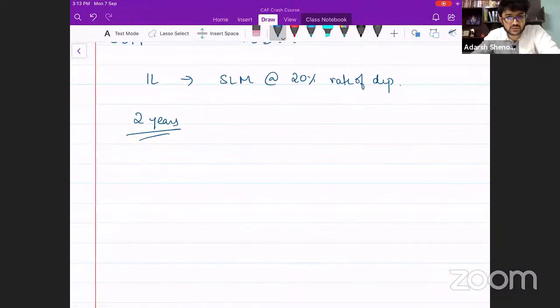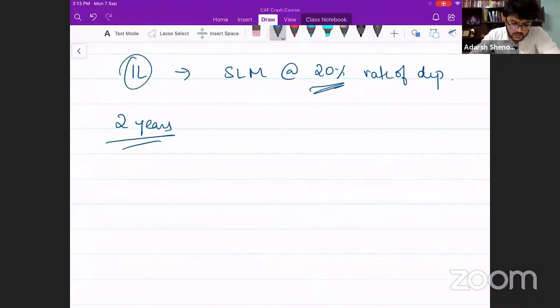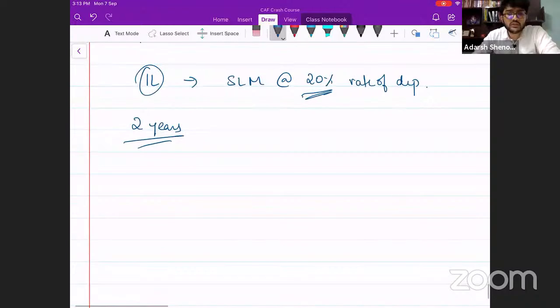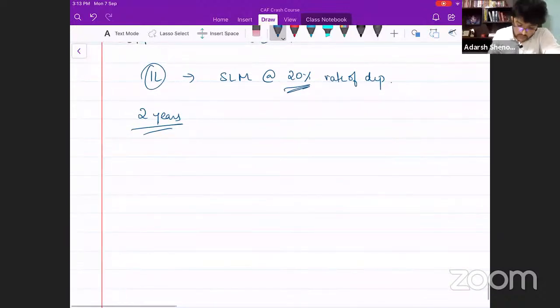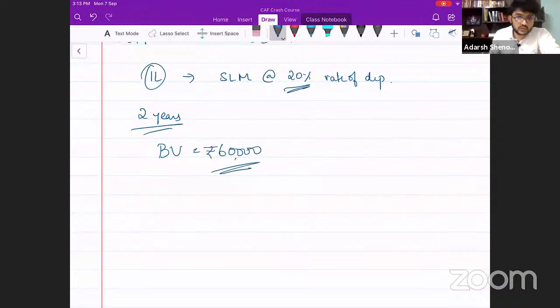under the SLM method? I told you, 2 years we charged at 20%. 20% rate of depreciation on 1 lakh rupees is how much? 20,000 rupees. So 20,000 plus 20,000 for 2 years is 40,000. So the book value of the asset after 2 years is how much? 60,000 rupees. Book value of the asset after 2 years is 60,000 rupees.